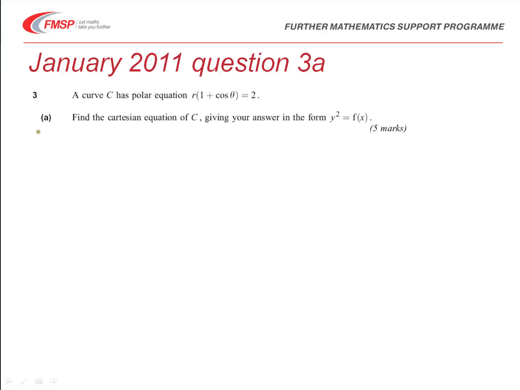We know that x is equal to r cos theta and y is equal to r sin theta. And the other key fact that we need is the fact that r squared is equal to x squared plus y squared. So if we start by multiplying out the brackets, we get r plus r cos theta equals 2.